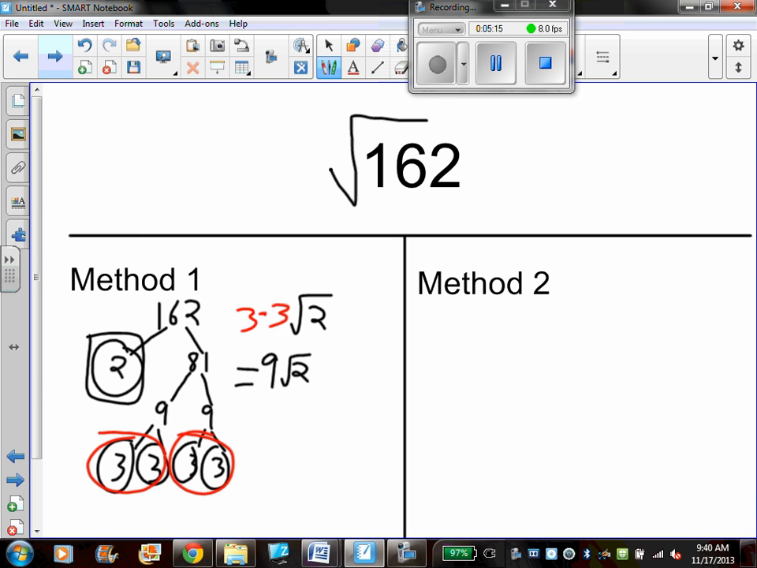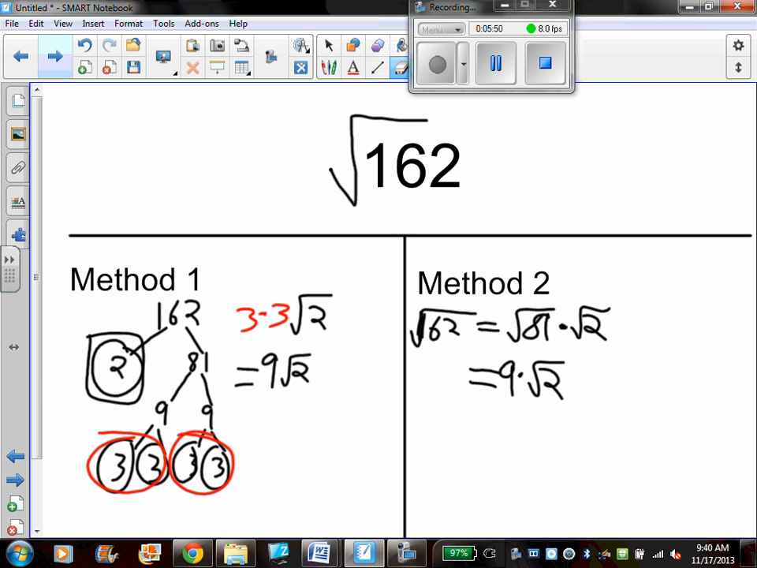And as you can see from this method 1, the biggest perfect square that we can take out of 162 is 81. So for method 2, what we would end up doing is we would have square root of 162 turned into square root of 81 times square root of 2, which would then become 9 times square root of 2. So you get the same answer either way.